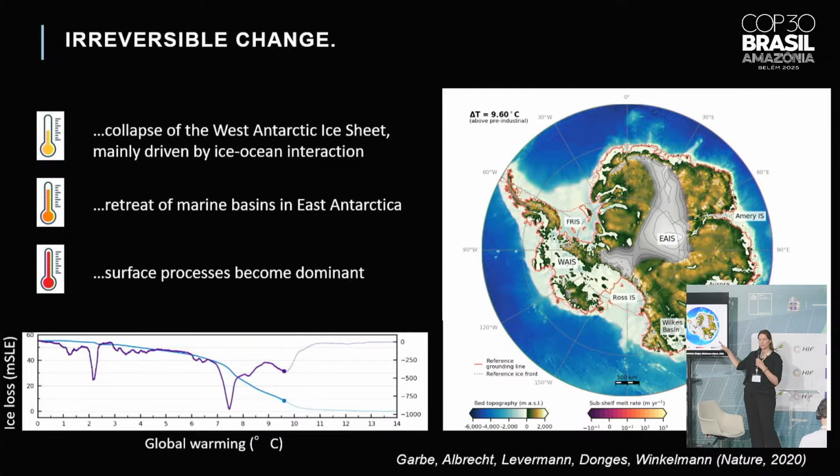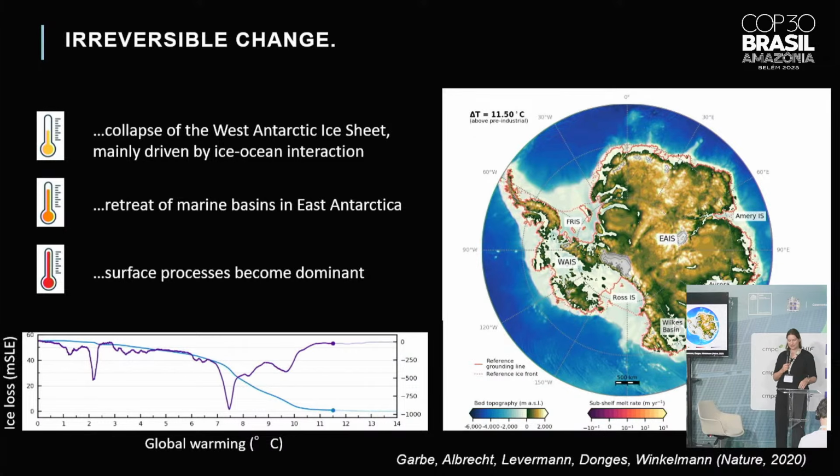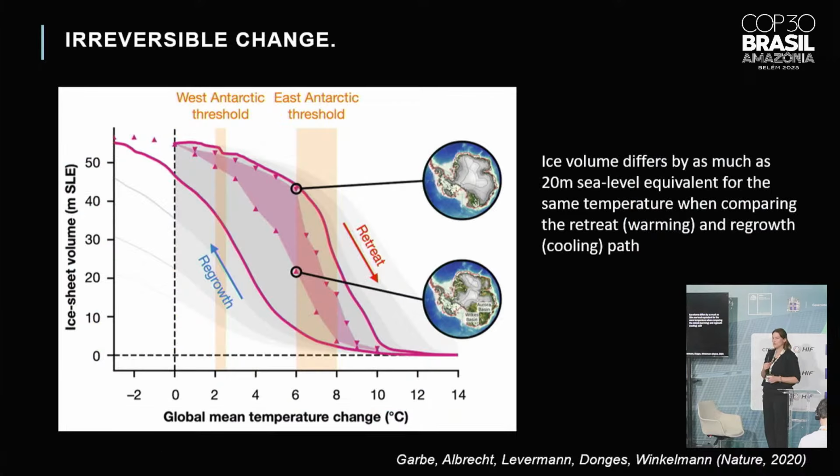Now, these are, of course, very extreme scenarios, but you can see that even for low temperature levels, between 1 and 2 degrees of warming, the long-term consequences are already really severe, especially in the Western Arctic ice sheet. And we can also then use our models to run the reverse experiment. So after the warming, we can cool down the planet again in our models and observe what happens on this regrowth path. And as you can see, the two pathways differ substantially.